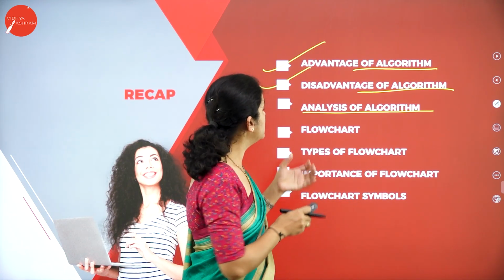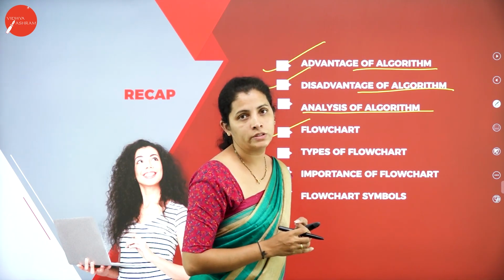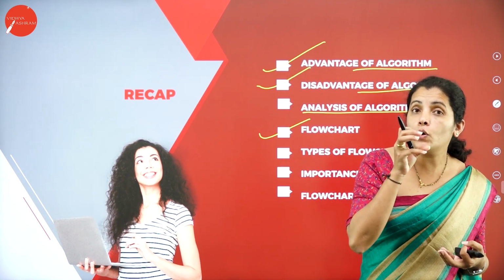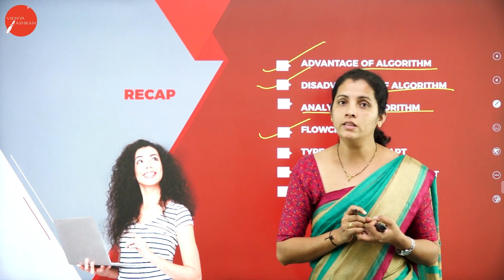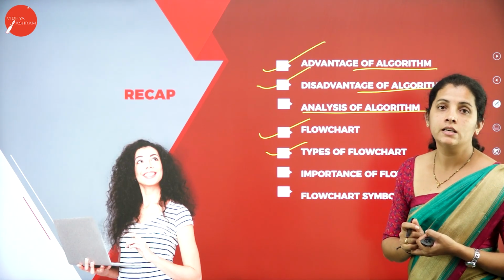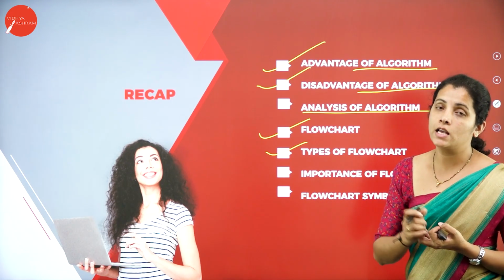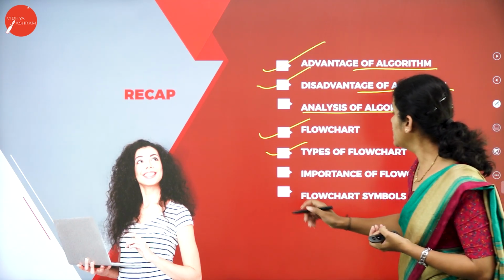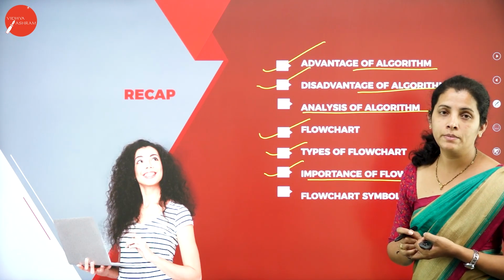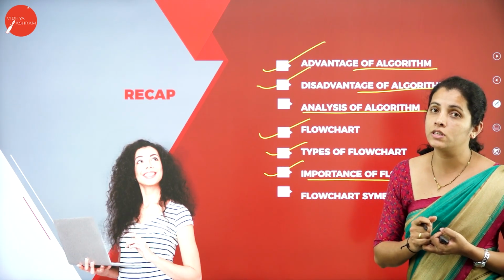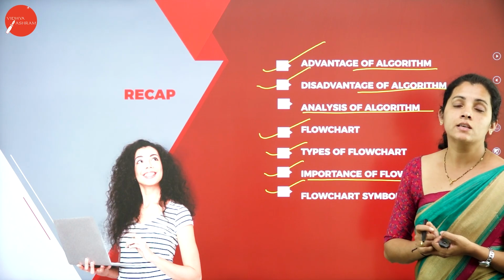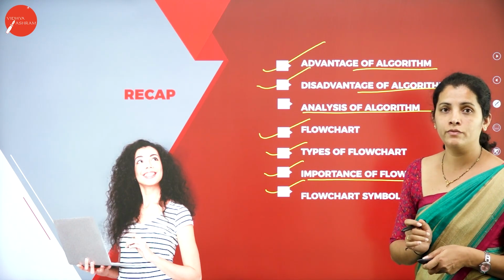Then we discussed what a flowchart is. Now tell me, what is a flowchart? A flowchart is nothing but the pictorial representation of an algorithm. Then we discussed the types of flowchart, that is program flowchart as well as system flowchart. Then we discussed the importance of flowchart, that means why we require a flowchart while writing a program. Then we discussed some of the symbols used in our flowchart.